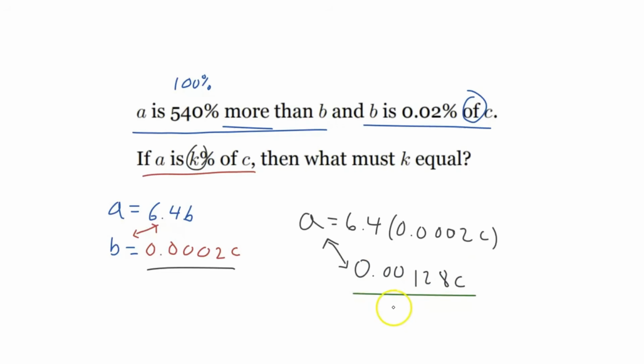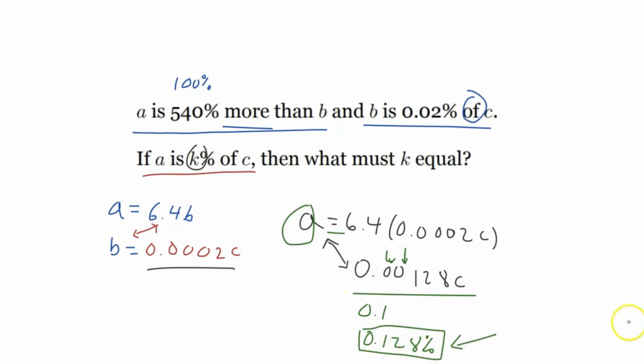That is equivalent to 0.00128C. Using the same logic we had before, we know something like 0.1 is 10%. So this is 10%, this would be 1%, and 0.00128 must then be 0.128%. Therefore, based on this expression that we've written, A is equal to 0.128% of C, and that is the answer for that problem.